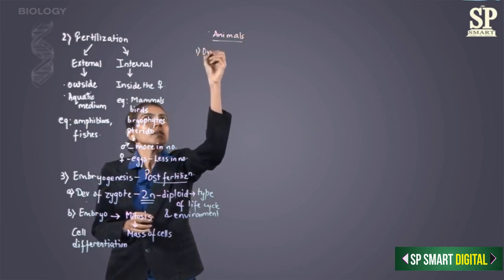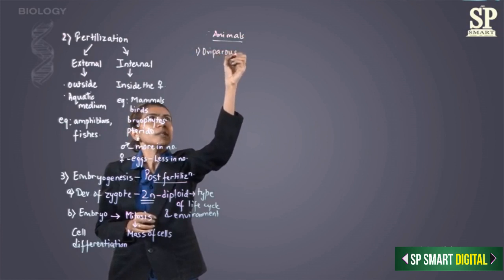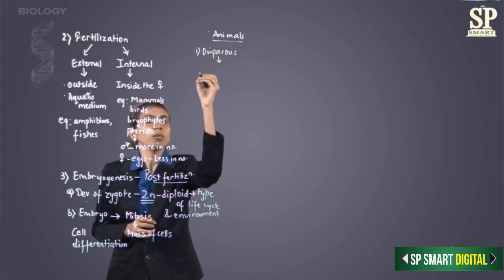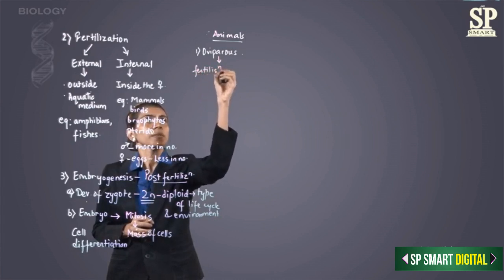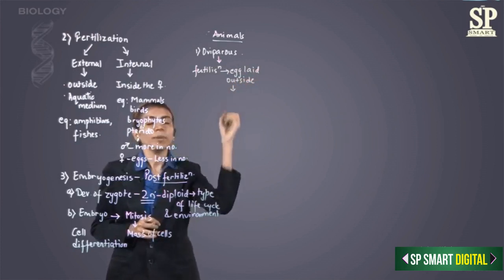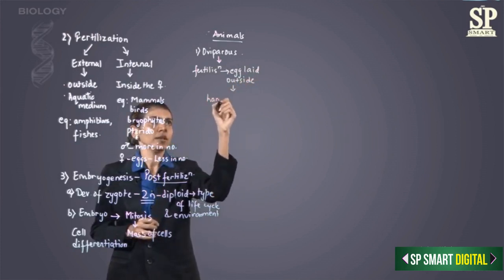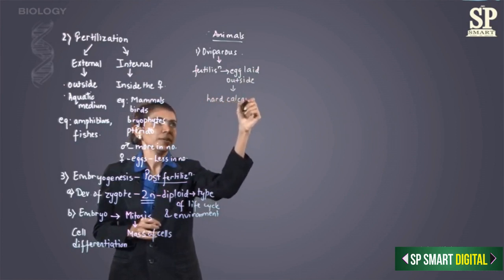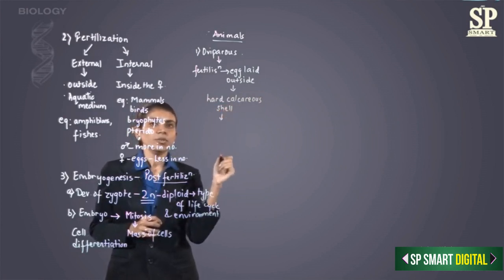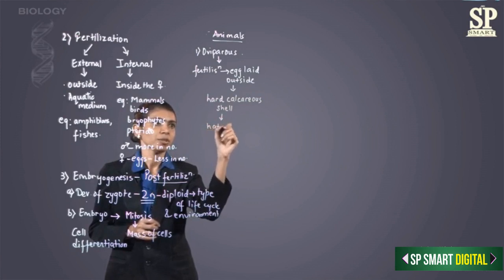First is oviparous. Oviparous organisms are egg-laying organisms. Here the egg is laid outside the body of the organism after fertilization. The eggs have a hard calcareous shell. And after a certain incubation period, the eggs hatch and a new individual is formed.